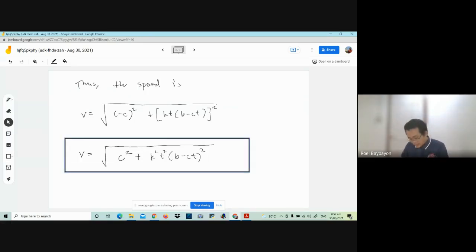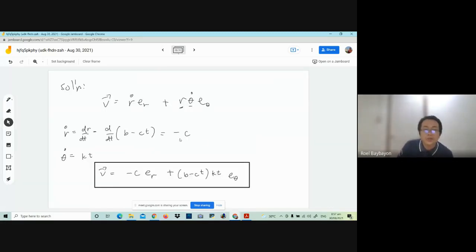Okay? The answer is equal to that one. So that's it, right? It's easy. How about the acceleration? Let's do the acceleration quickly. Acceleration has two terms. Okay? Can you get the acceleration of this? You can, right?